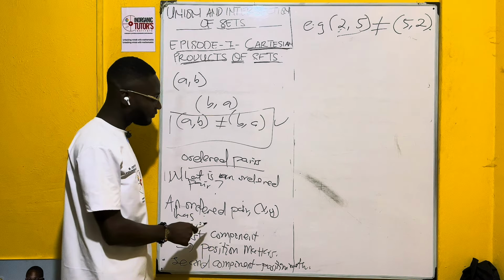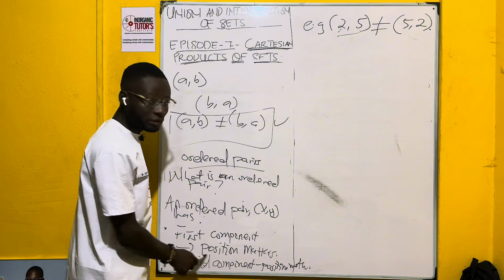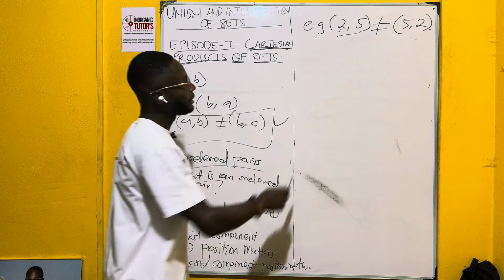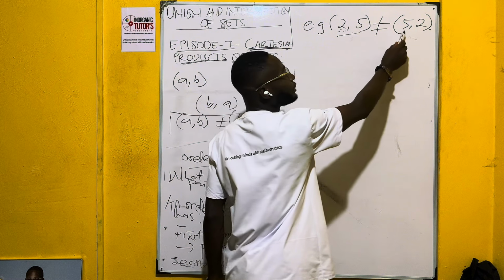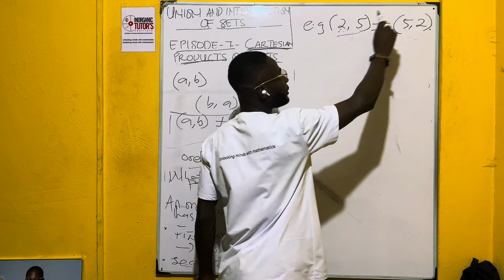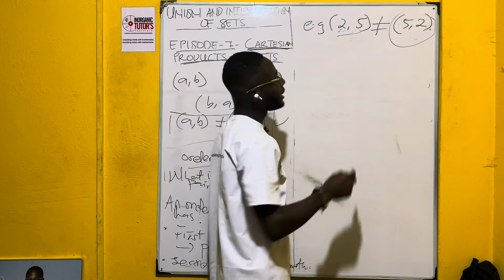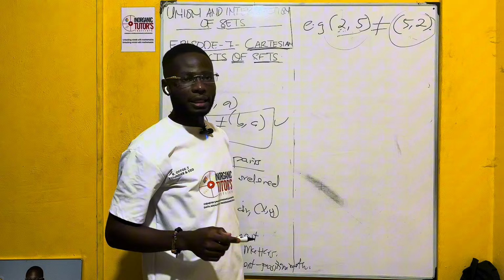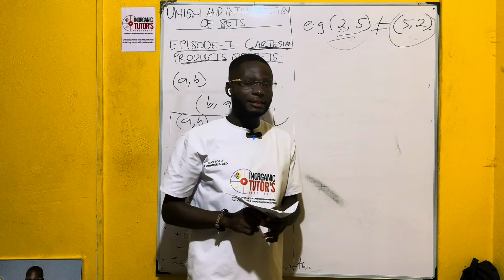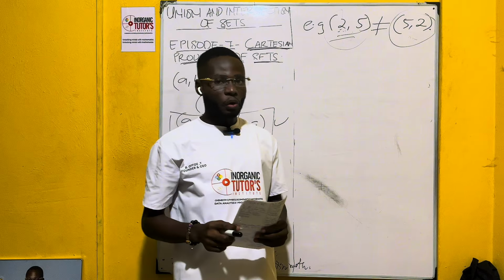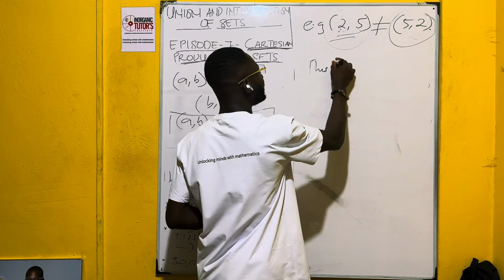If you look at the definition carefully, we are saying that position matters. First component, position matters. Second component, position matters. So if position matters, then you can't switch this in place of 5, or switch that in place of 2. Once you do this, it is a different thing altogether, so this is not equal to this, and that is what we term non-commutativity.